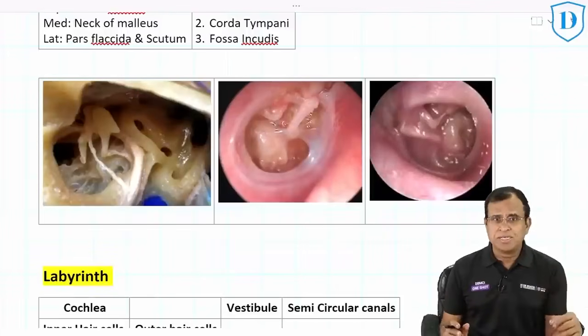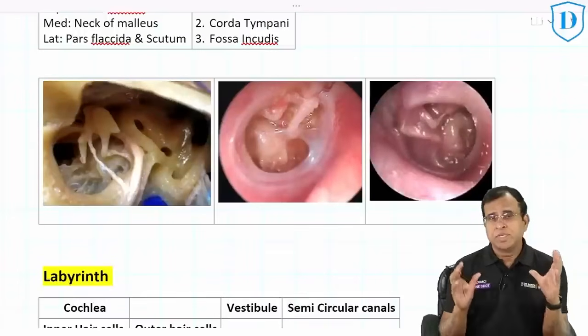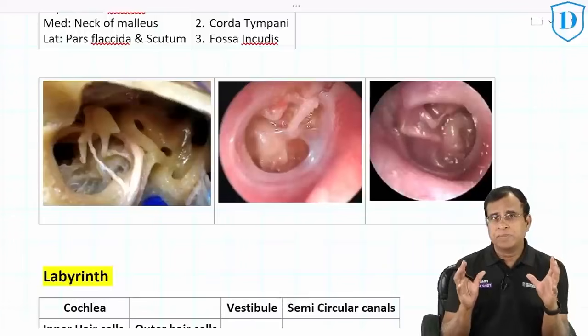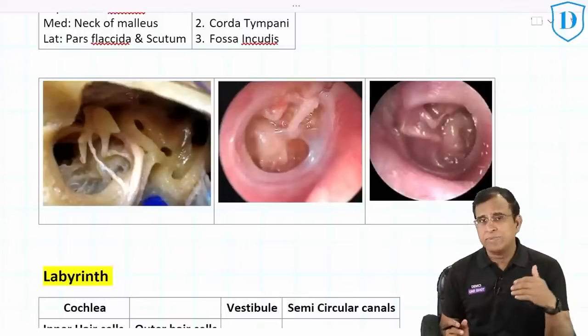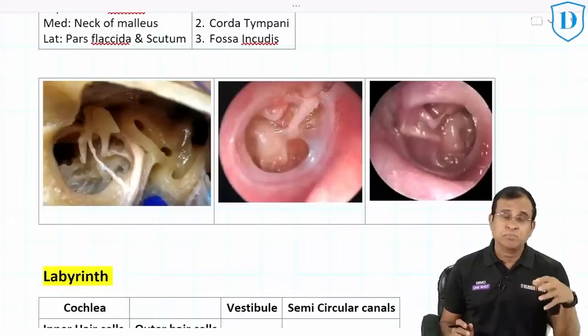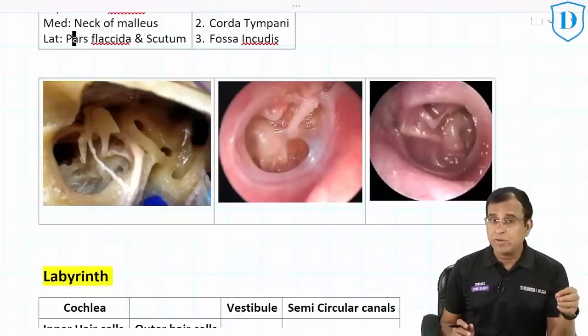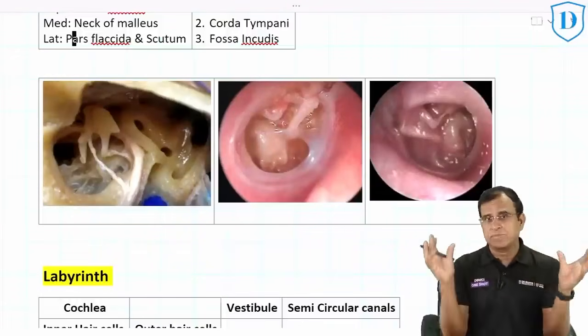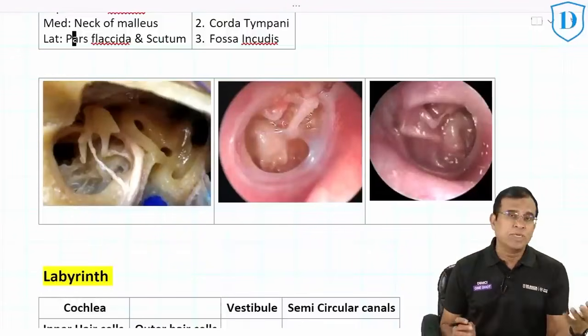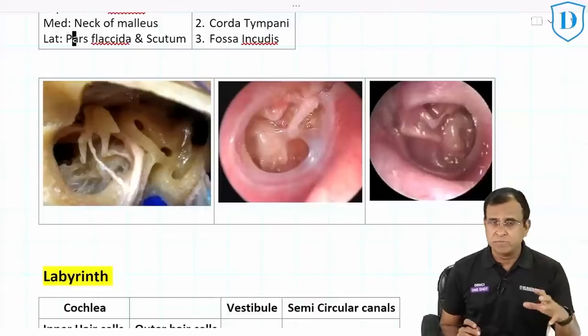Now look at the first image. This first image is an image of the middle ear and the mastoid. A mastoidectomy has been done. So this is a post-mastoidectomy image, and that's why you can see easily, because the ear cavity has been enlarged. So to see the structures of the middle ear is much easier. That's why I've used this particular image.